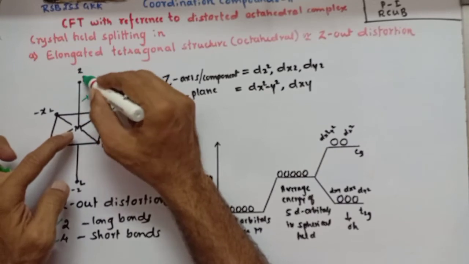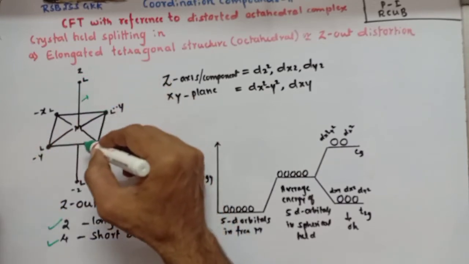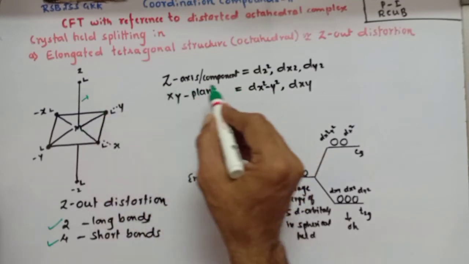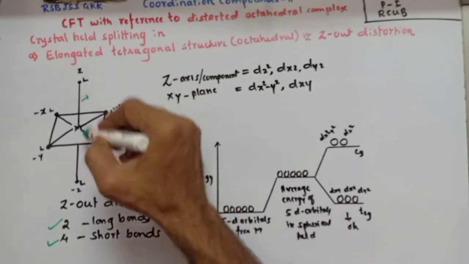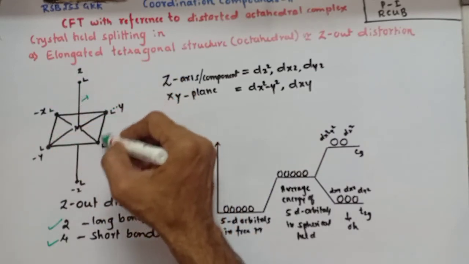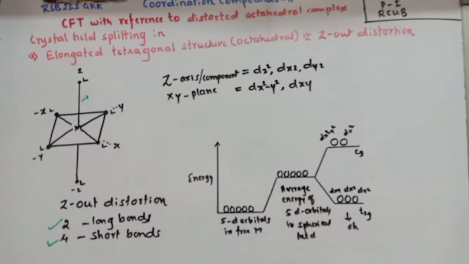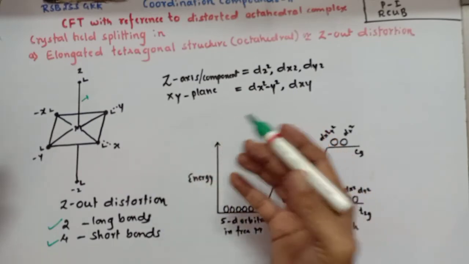So as a result of this, the d orbitals whose lobes are present in the z axis, or the d orbital lobes with z component, will experience less repulsion when compared to the d orbital lobes which are present in the xy plane. Now the question comes, what are those d orbitals whose lobes are present in the z axis, or whose lobes contain a z component?